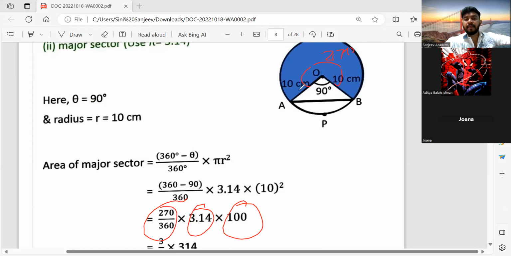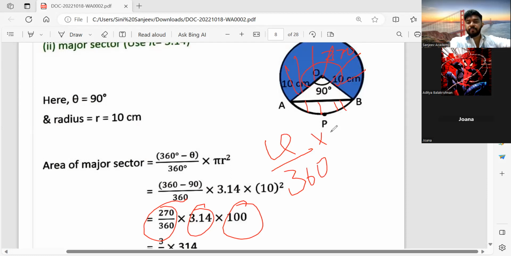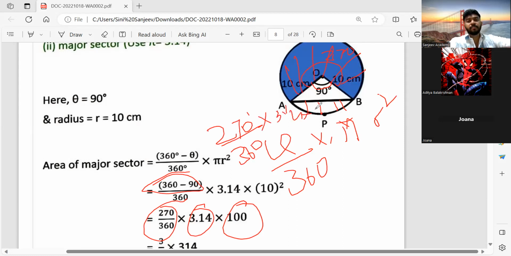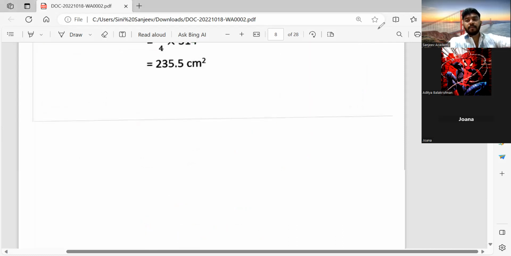See, this is our major sector, and this is my minor sector. Correct? For the major sector there is no triangle or anything. It's direct substitution, same formula, theta by 360 into pi r square. But what is my theta here? 270 degree, because this angle is 90, so the remaining angle is 360 minus 90, that's 270. So directly you can do 270 by 360 into pi, 3.14, into r square. R is 10, square. So the calculation part is much more important here than the formula, because I told you there's only one formula, theta by 360 into pi r square. That's all.